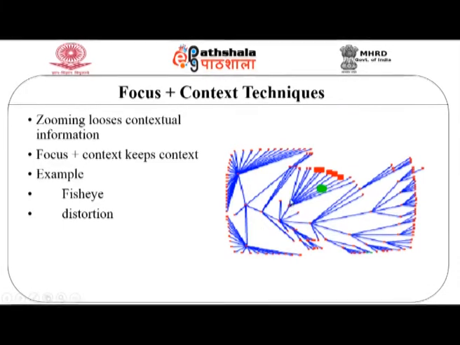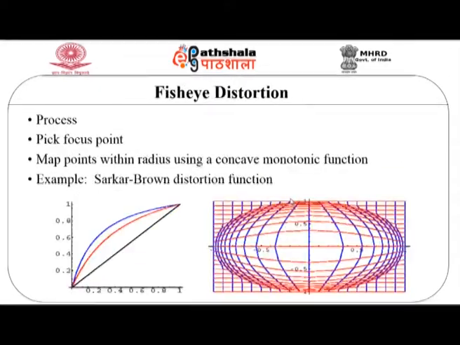Here the zooming loses the contextual information. The focus plus context keeps some kind of context information. Examples of this are fisheye views and distorted views. This is a fisheye distortion. Here you pick a focus point and map the points within the radius using a concave monotonic function. An example is the Sarkar-Brown distortion function, which can be applied as a concave monotonic function within a particular radius.